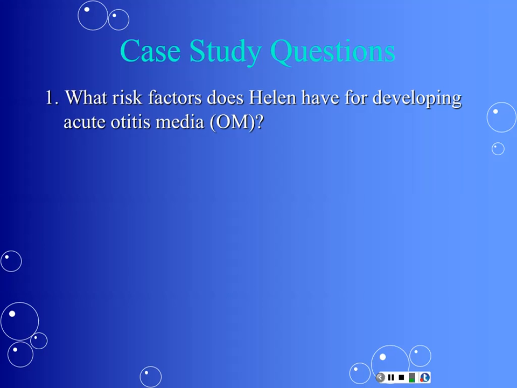So looking at risk factors, what risk factors does Helen have for developing acute otitis media? Dad's a smoker. What else? Bottle feeding. So you want to know, how are they bottle feeding? What's her daily feeding pattern? Do they hand her a bottle and let her lay down in bed and prop it? Because then they're laying down and their eustachian tubes are nice and horizontal and things build up in them. Okay, what else? Daycare attendance, lots of germy munchkins.